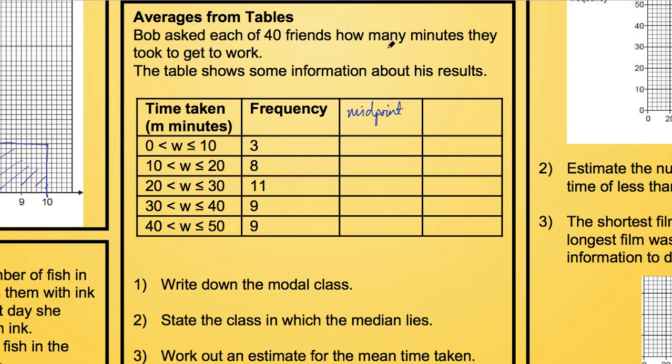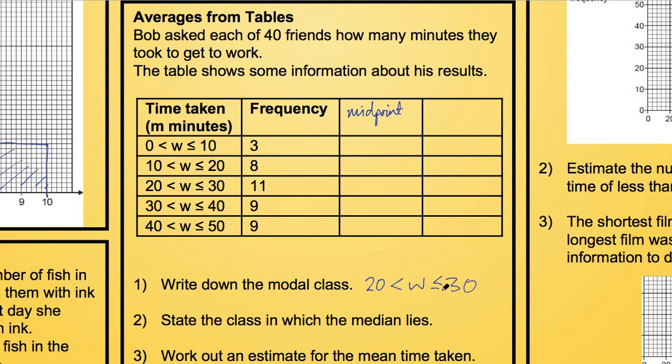It says Bob asked each of 40 friends how many minutes they took to get to work. The table shows some information about his results. Write down the modal class, that is the most common class with the highest frequency. That is this one. The class itself is 20 to 30.